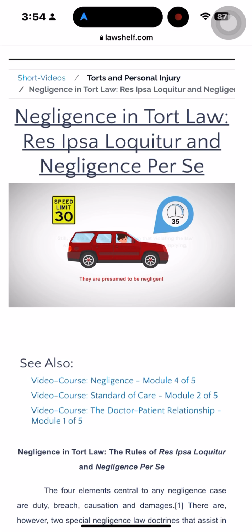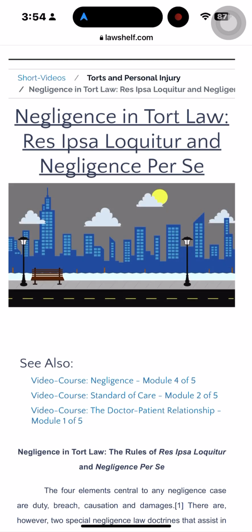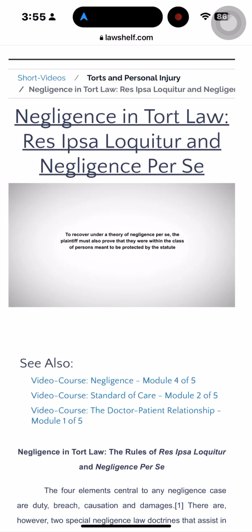Still, where it can be clearly shown that violating the law was safer under the circumstances than complying with it, negligence per se may not apply. For example, where state law required that pedestrians walk on sidewalks, but where the sidewalks were ice-covered and therefore unsafe, walking on the street instead was not considered to be negligence per se, even though it was technically a violation of the rule.